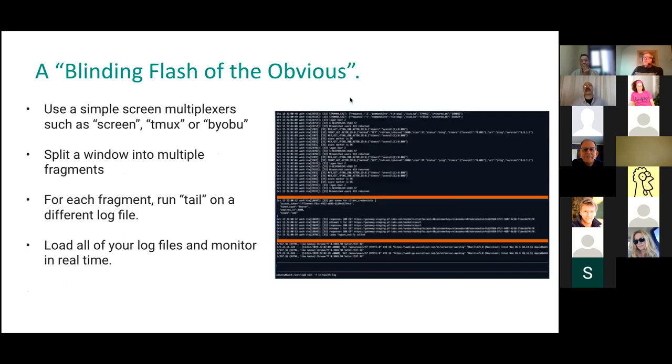So I'm going to give you now what I call a blinding flash of the obvious. For those of you who use a bash shell window in whatever system you have, you may have the option for screen, tmux, or byobu. Those are screen multiplexers. A multiplexer allows you to take that session and split it up into multiple sessions. By doing so, you can split it into panes horizontally or vertically. I like splitting the screen horizontally and stacking up windows in lines because it makes it easier to read, and I can stretch it out over the entire screen.